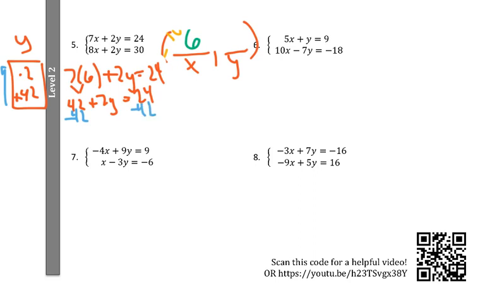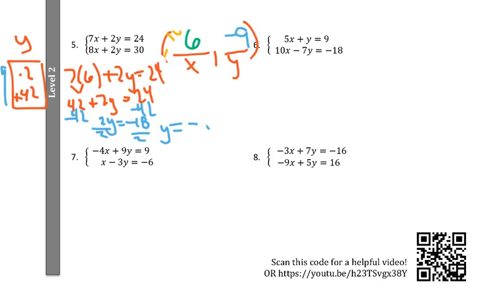Oh no, hold on, I need to get my calculator out. 24. You guys think I'm joking, I really am doing this because I am not good at this kind of math. 24 minus 42 equals negative 18. So 2y equals negative 18. Divide by 2, and y equals negative 9.